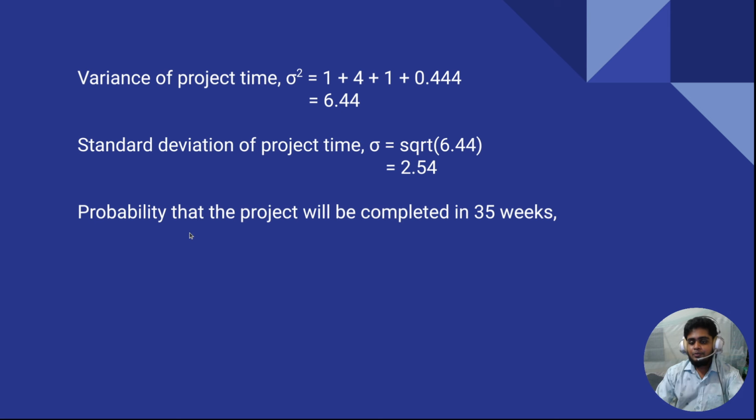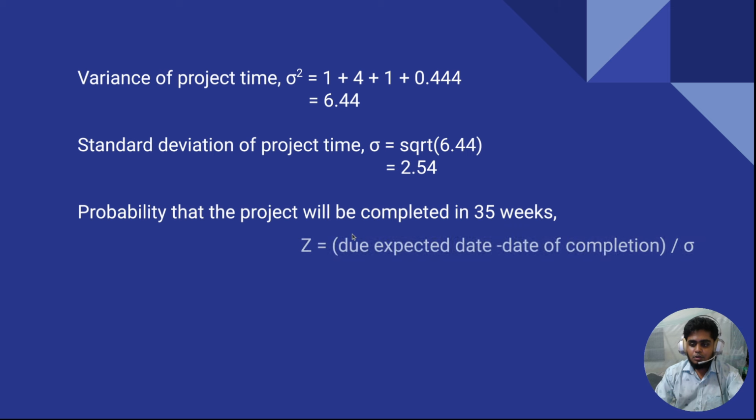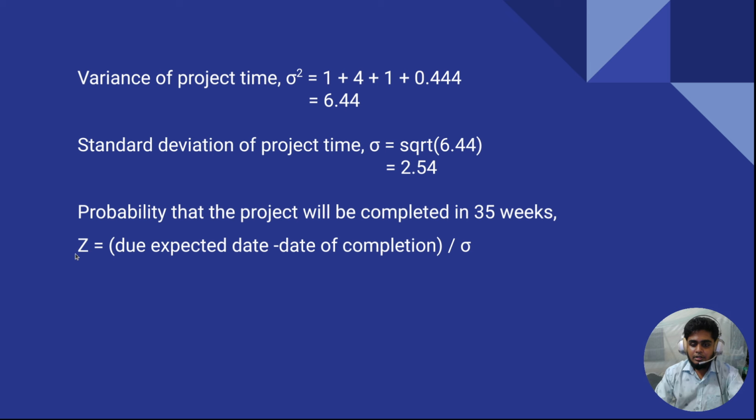Probability that the project will be completed in 35 weeks. So I have to calculate the probability that the project will be completed in 35 weeks or not. Is there any delay or not? To calculate this, this is the equation: Z is equal to the due expected date minus the date of completion, divided by sigma. Sigma is basically 2.54, and the due expected date is basically 35, and the date of completion is basically 33.